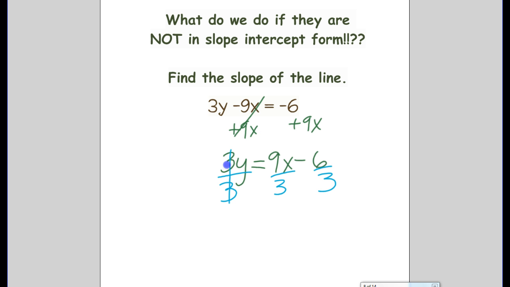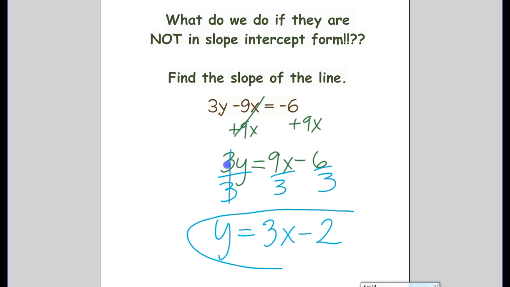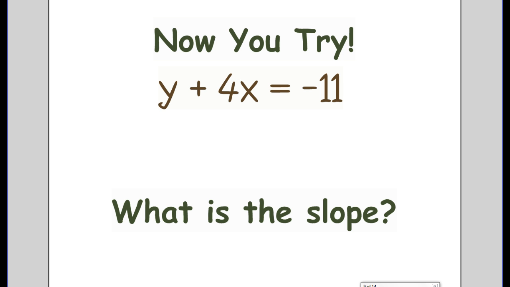What's left on the left? Y. And then on the right we have 9 divided by 3. 3x minus 2. Jacob, what's the slope of that line? 3. Very good. Araceli, what's the y-intercept of that line? -2. Very good. Okay, try this one.